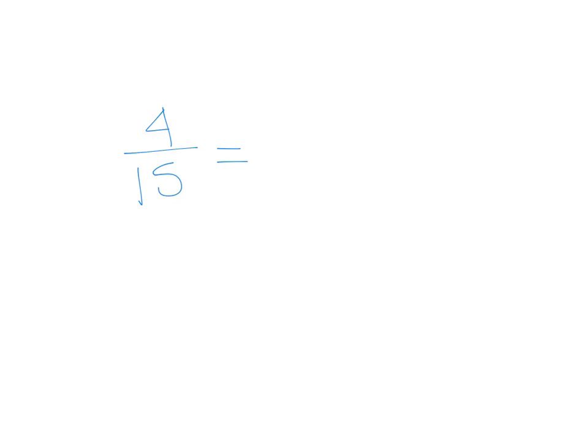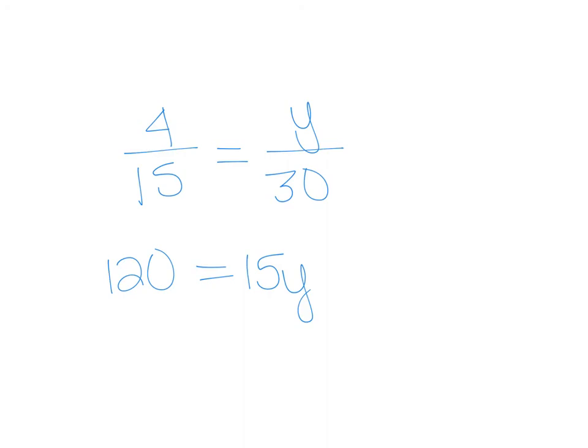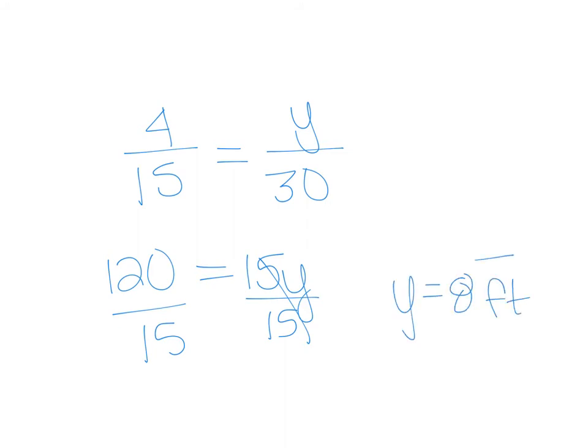Now remember again, pitch is rise over run, and we know what the run is. The run is 30 feet, and we're looking for the rise. I have my proportion. Now I'm going to cross multiply to solve. So you're going to do 4 times 30 and get 120, and 15 times y for 15y. And then solve, so divide by 15, and 120 divided by 15 gives me 8. So y equals 8 feet.